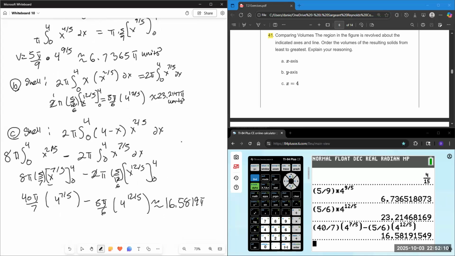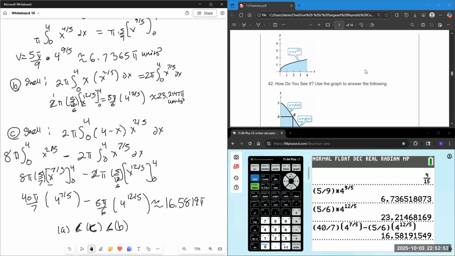the smallest was part A, and then part C, and then part B was the greatest of them, that 6.7, smaller than 16.5, smaller than 23.2. So there we go in order. A gave the smallest volume, C gave the bigger volume than A but smaller than B, and B was the biggest volume of the three.